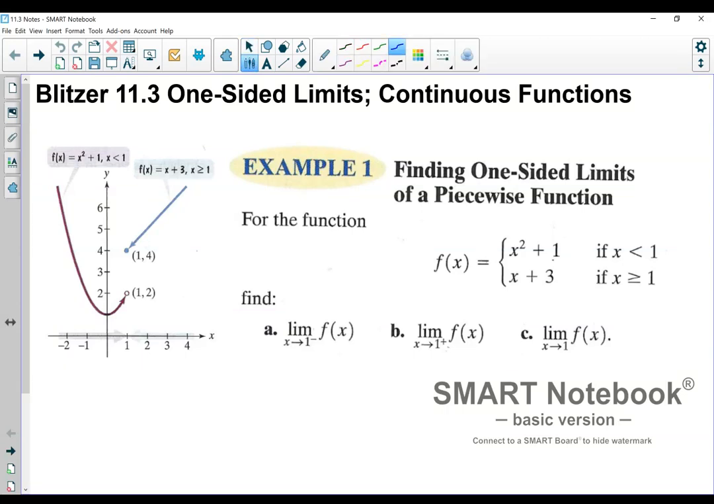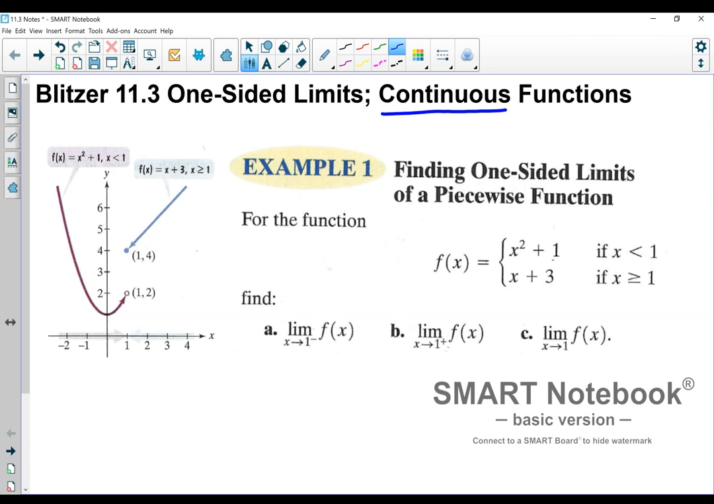11.3, one-sided limits and continuous functions. So if you've watched some of the extra videos, you've probably already started thinking about one-sided limits, and continuous is a word that we worked with a lot in Chapter 1, and I've been using it the last couple days. We've been kind of talking about it all year. So we're just putting a lot of pieces of things together today.